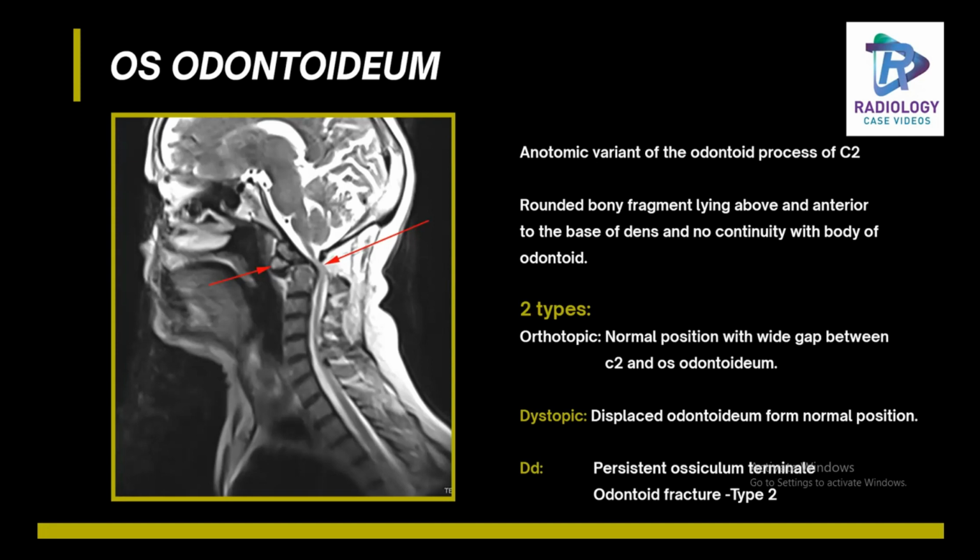The radiographic features are there's a smooth, well-corticated ossicle at the superior aspect of a hypoplastic dens. It's usually around half the size of a normal dens, and it's associated with hypertrophied and rounded anterior arch of atlas. The differential diagnoses are most commonly two. One, persistent ossiculum terminale, and two is type 2 odontoid fracture.